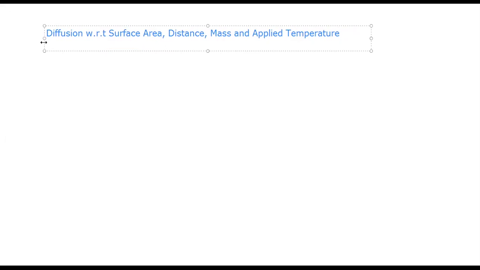What are the different factors that we are going to study today? We will study diffusion with respect to surface area, distance, mass, and applied temperature. In O level chemistry only two factors have been discussed, and these are part of your syllabus. These are the mass and applied temperature, but there are certain other factors, and we will also discuss them. What I'm going to do is draw different kinds of structures.